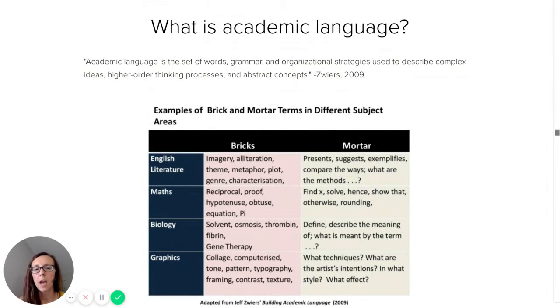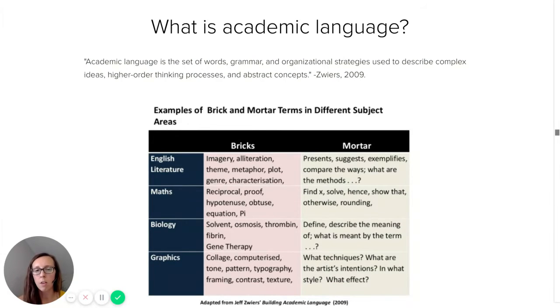There's one more level of academic language that I want to point out, and this is again from Jeff Zwiers' research. He talks about brick and mortar terms in different subject areas. So thinking about academic language, we definitely have that specific vocabulary. Those are the bricks. Things like the word reciprocal or osmosis, words like typography. Those are words that would be bolded in a textbook and definitely jump out as vocabulary that could be or should be explicitly taught. But what about mortar terms?